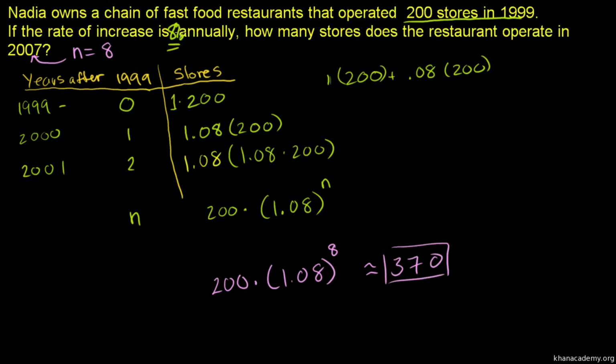So 8% growth might not look like something that's so fast or exciting. But in under a decade, in only 8 years, she would have gotten her restaurant chain from 200 to 370 restaurants. So over 8 years, you see that the compounding growth by 8% actually ends up being quite dramatic. Exponential growth and decay.